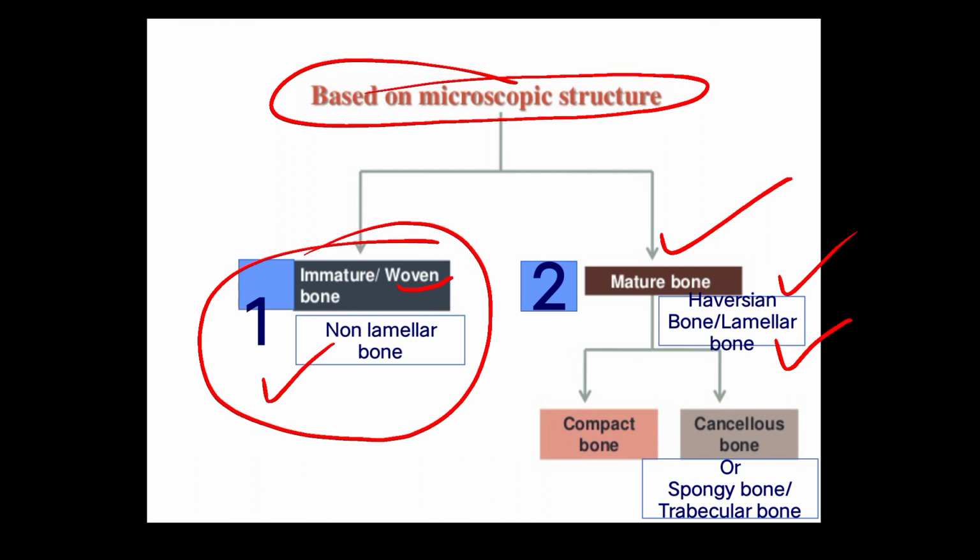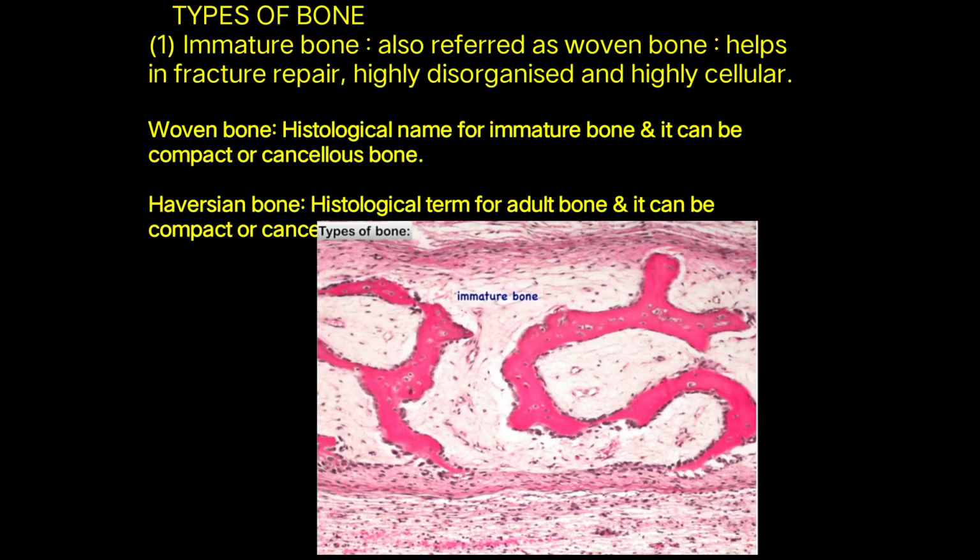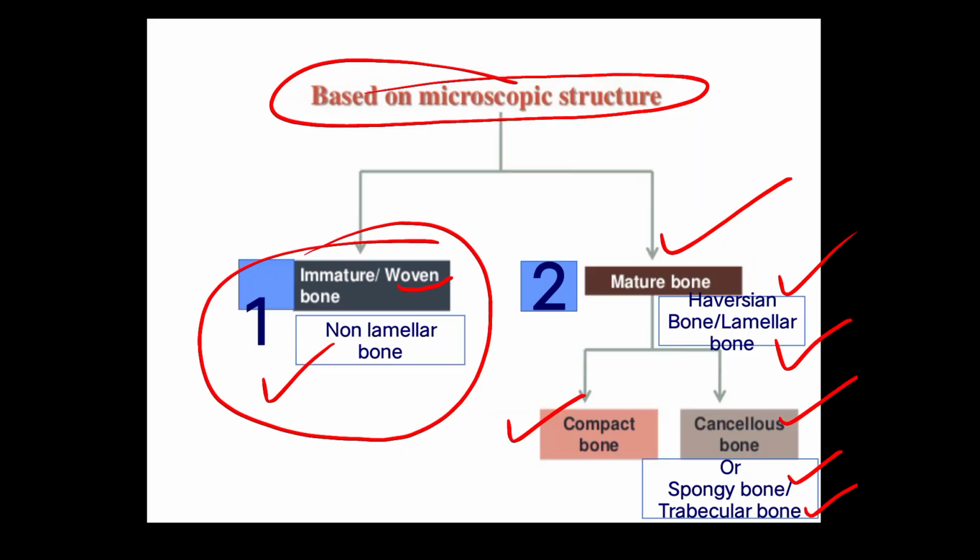It is of two types: compact bone and cancellous bone or spongy bone, also called trabecular bone. Here you should remember that immature, woven and non-lamellar is one thing, but compact, cancellous or spongy, also called trabecular bone, is another thing, and as a whole that is called mature, meaning Haversian or lamellar bone. Now, first is the immature bone or non-lamellar bone.